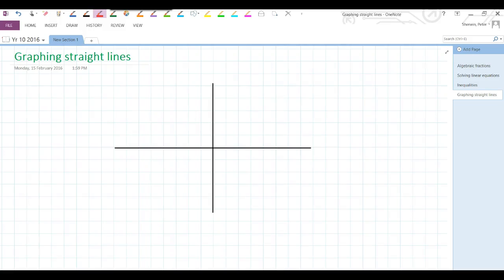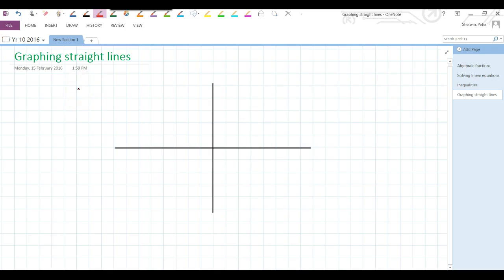Right, in this section we're going to explore graphing straight lines. Now we're obviously in a section called linear relations, so we're looking at lines, and we've been looking at linear expressions and linear equations, and we looked at what makes something linear, and we talked about it being a power of 1, so the highest power of x is 1.